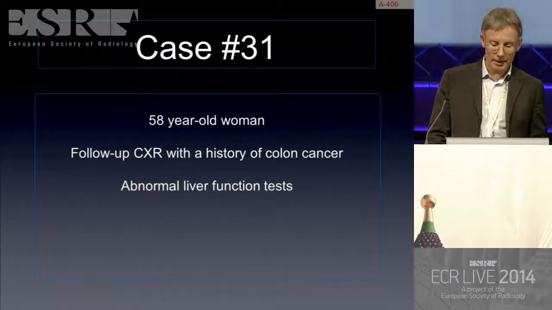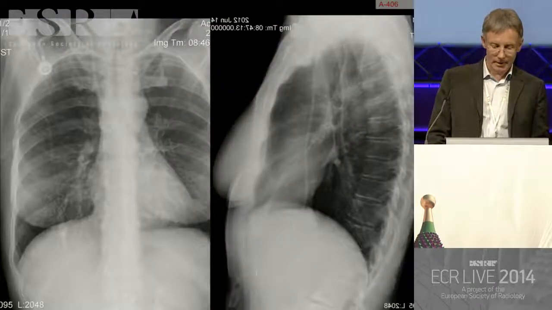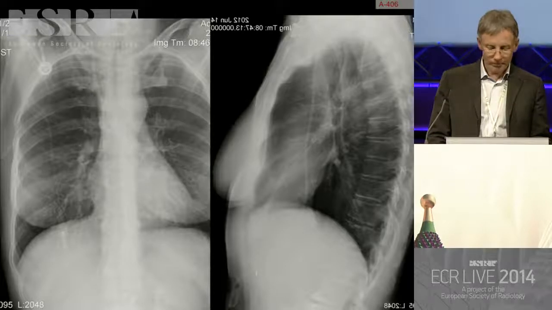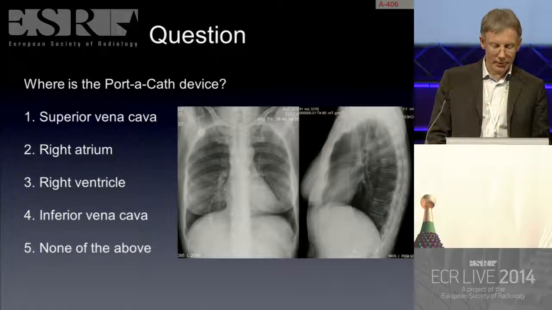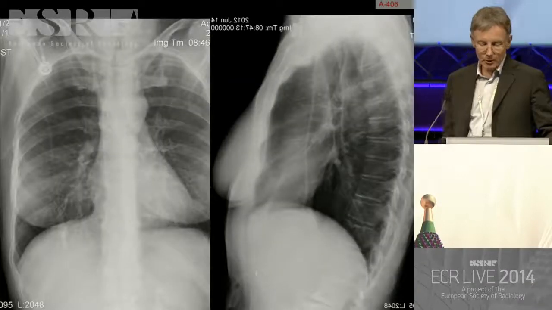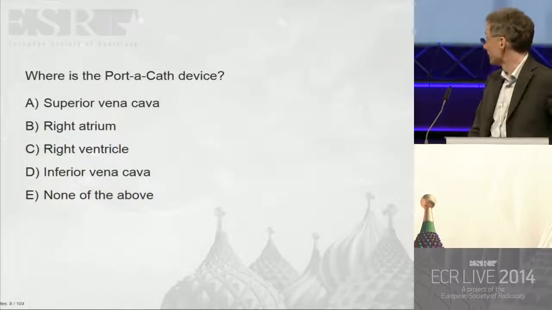58-year-old woman now with a chest X-ray with a follow-up for colon cancer. She has abnormal liver function tests. And we're looking at foreign bodies in the chest. Where is this portacat device? In the superior vena cava, in the right atrium, in the right ventricle, the inferior vena cava, or none of the above? So I'll show you the films again. Please vote now to tell us where you think the catheter from the portacat device is situated.